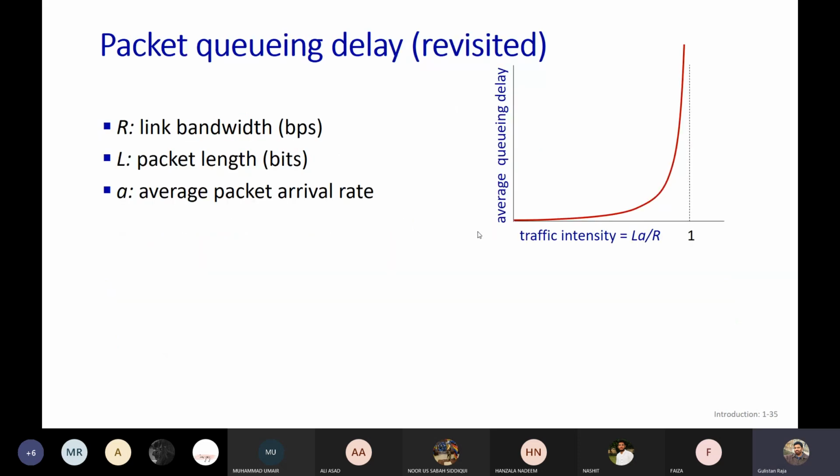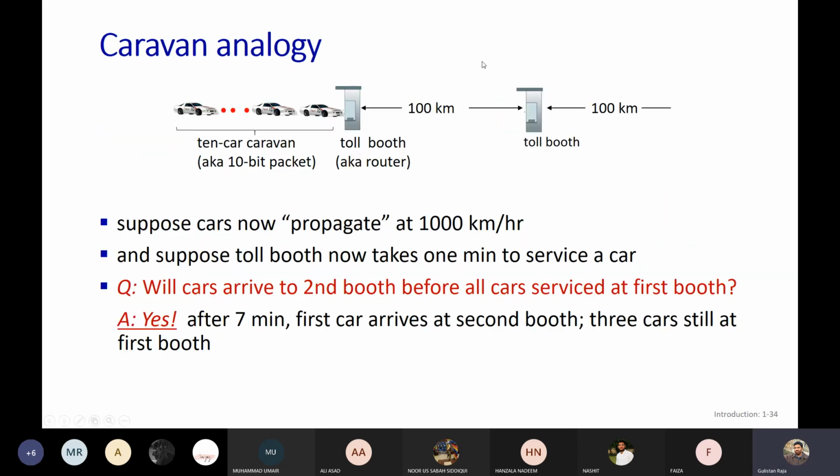So this is something which you need to understand. Toll booth is like a router. So it means that now here router is taking more time to process. When router takes more time to process, it is quite possible that some of the bits of the packet arrive at the other router before the last bit is emitted from the first router, the previous router.